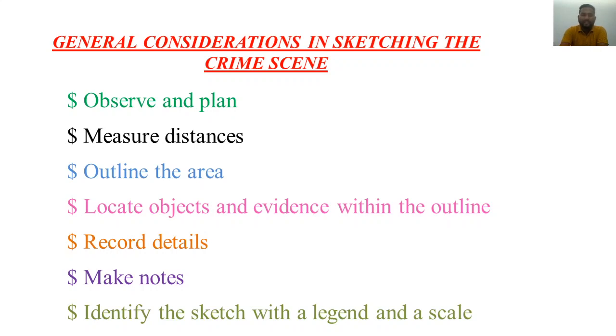A legend identifies the north facing direction, usually pointing to the top of the page. Then the identification symbols used for information in the sketch. Then the sketch ID and scale used. So in order to perform the sketching, first one has to observe and plan. Then the investigating officer should measure the distance, then outline the area, then locate objects and evidence within the outline, then record the details, then make the notes, and identify the sketch with legends and a scale.